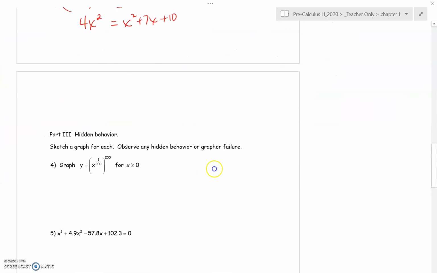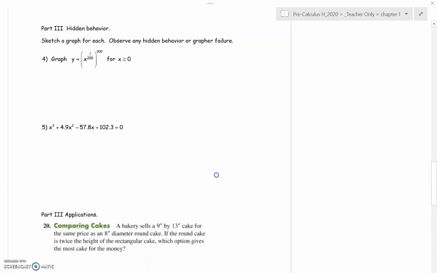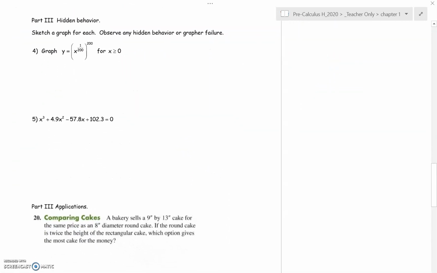So what we're going to do next is talk about hidden behavior. You do need your calculator again. So why don't you pause the video and go ahead and graph 4 and 5 into your graphing calculator, and see if you notice any hidden behavior.